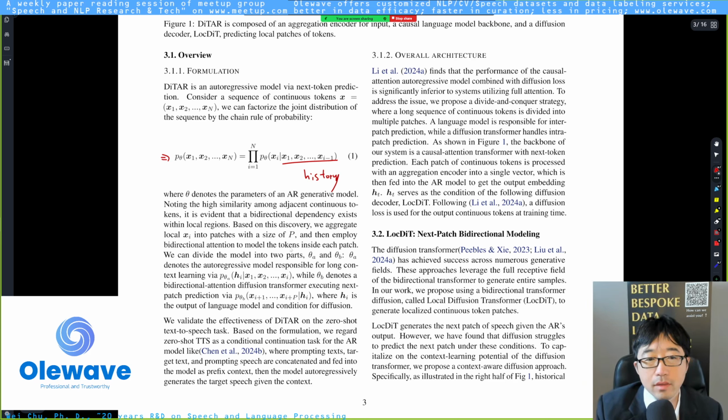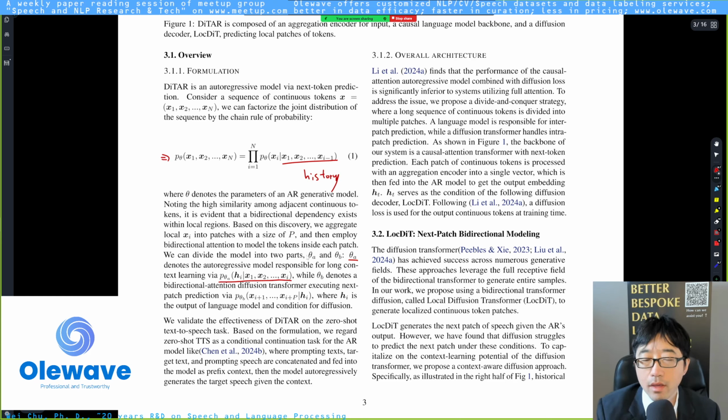And then think about this: they are dividing the model into two parts, model A and model B. Model A is the autoregressive model responsible for the long context learning. This one.